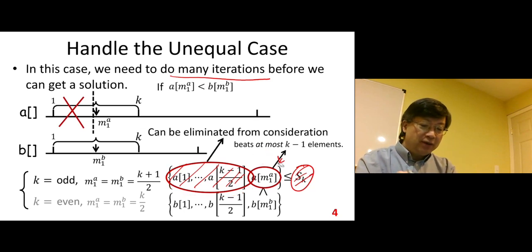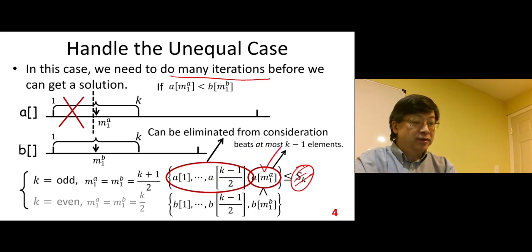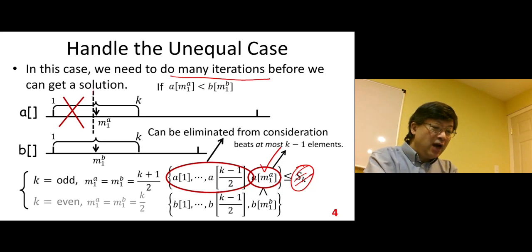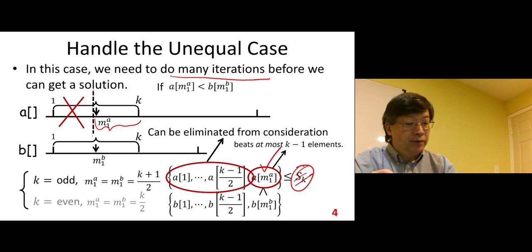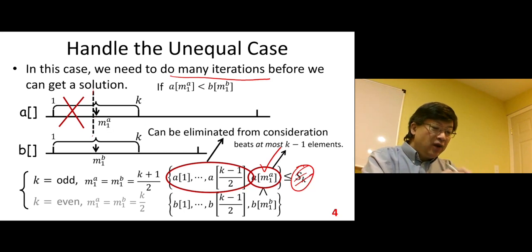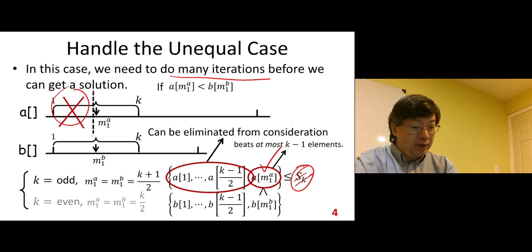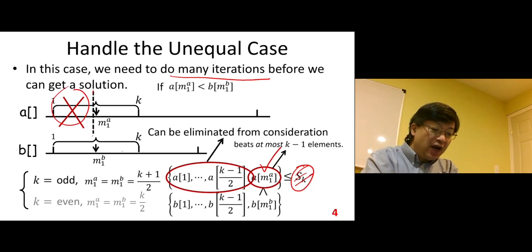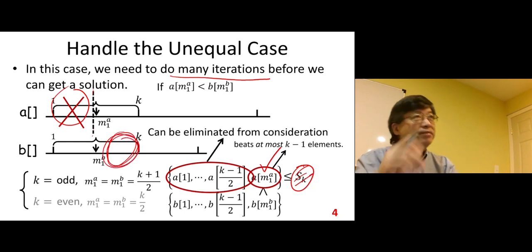But when we cross out that part, we keep this element. That's why the line is drawn here. We still keep the element at M1A. All right. So we eliminate this portion. That's pretty good. Next, from the larger side, can we eliminate some elements at the larger side?